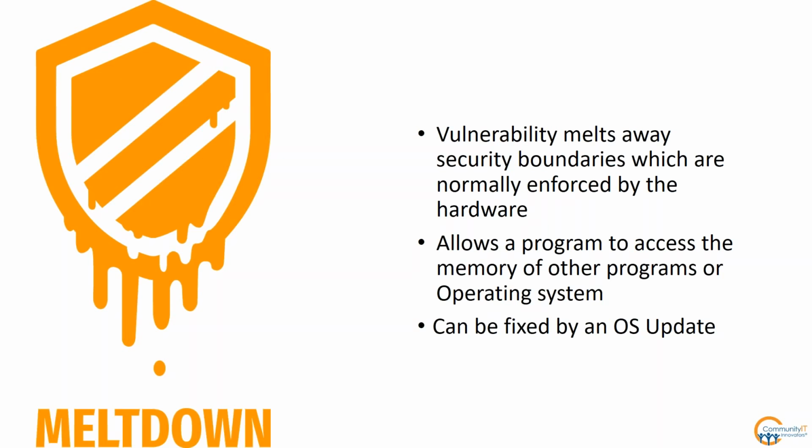What happens is this vulnerability can be exploited so that a program can be used to read memory which it normally would not have access to. Fortunately, this can be fixed by an OS update, and those updates have already been released for most contemporary operating systems starting at the beginning of the year. We'll talk more about updating as we get into the presentation, but know right now that protection against Meltdown has essentially been addressed. It's a little easier to respond to.